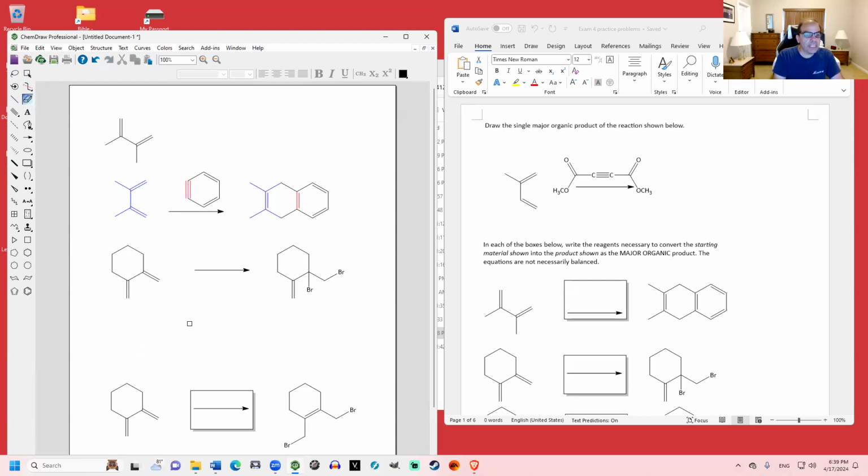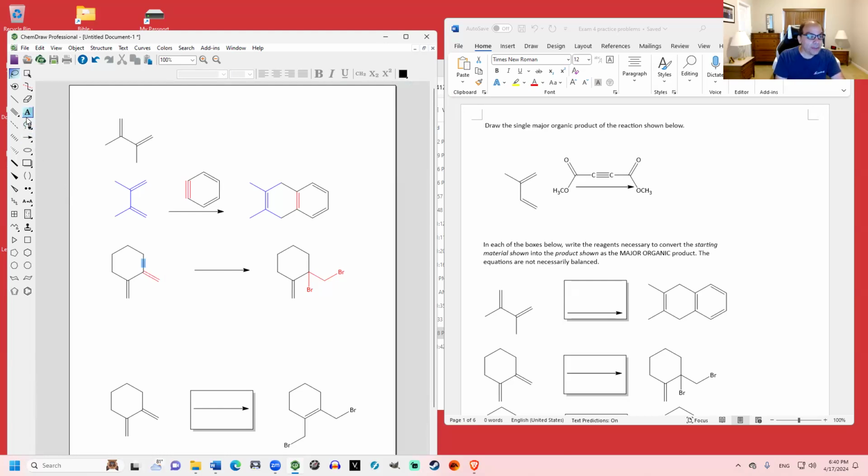In which, as you can see, always with this type of problem, look at what has changed. And what's changed is this double bond has become a single bond with bromines attached to each of those carbons. That's the change in the molecule. And we know how to get two bromines attached to two formerly alkene carbons. We learned that in chapter 8.